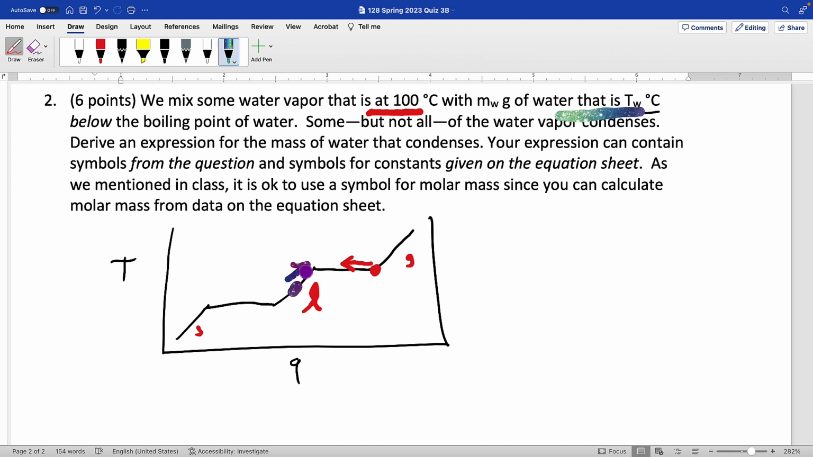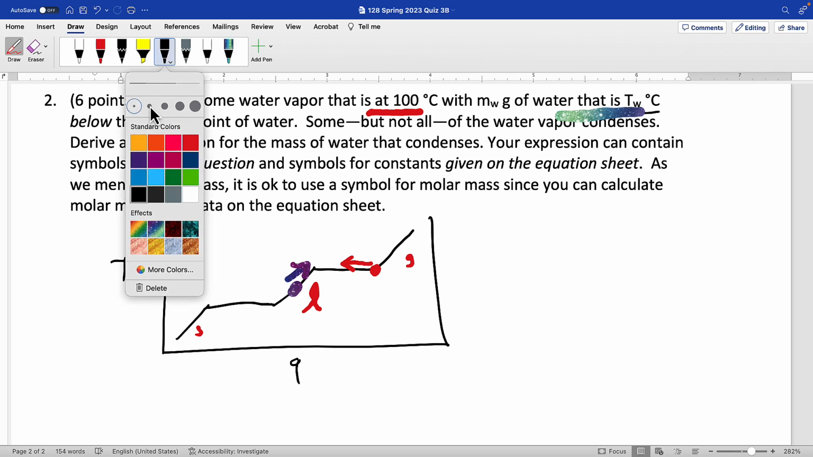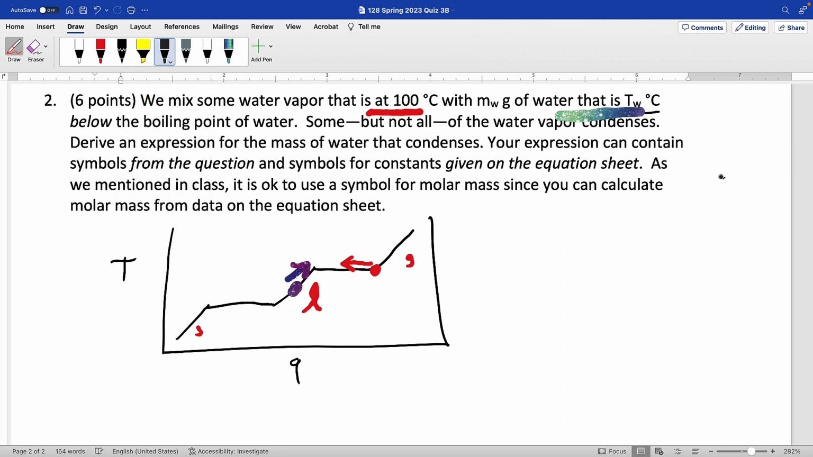And once both halves of the system are at 100 degrees C, we can't do heat transfer anymore, okay? So we're going to end up with a mixture of some water vapor and some water, but everything's at 100 degrees C. All right, I'm going to make smaller dots than that. Oh, that's already set on small. Okay, so because there's only two arrows, there's two terms. So we can say Q condense plus Q heat water.